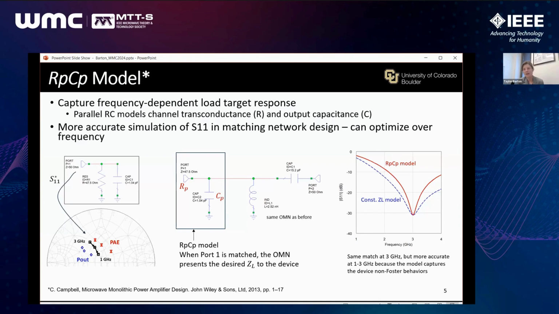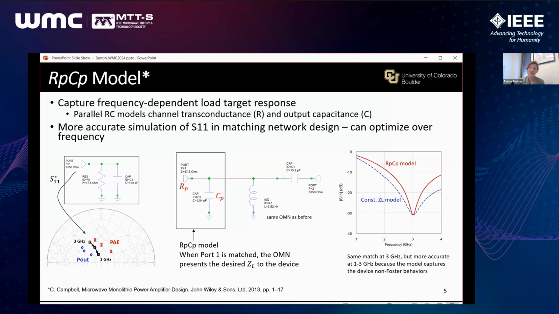So then finally at the right here, I'm just showing a comparison of this parallel RC technique compared to a fixed, constant impedance model. And you can see that indeed the constant impedance model was overly optimistic. And the actual match to the device, where, again, the target is moving, that's the problem, is actually more narrowband than if you just used a fixed model.